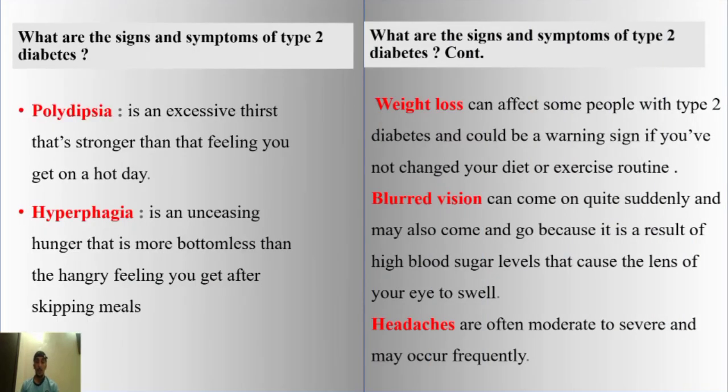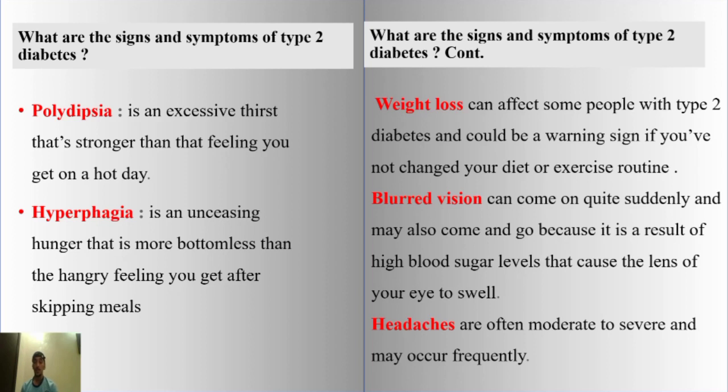What are the signs and symptoms of type 2 diabetes? 1. The polydipsia is an excessive thirst that's stronger than feeling you get on a hot day, and the hyperphagia is an unceasing hunger that is more bottomless than the hungry feeling you get after skipping meals.